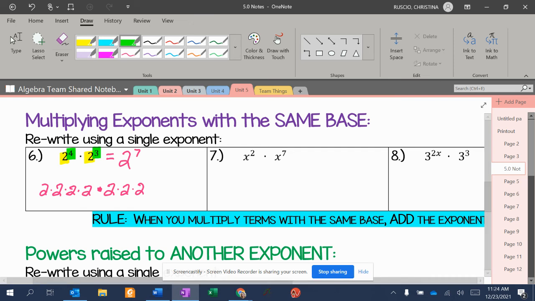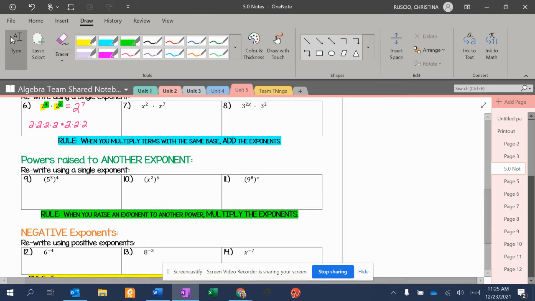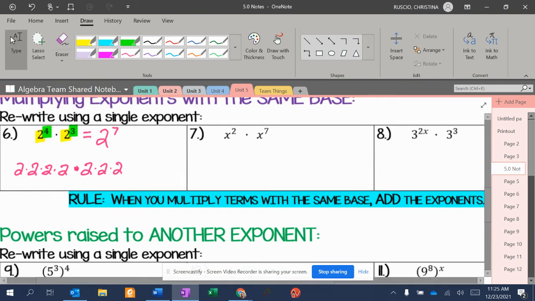So we can generalize this rule. X squared, oops, sorry that my screen keeps jumping around today. X squared times x to the 7th would be x to the, well, we're just going to add them together. You can expand it out. I don't think that we need to do it, but you could if you wanted to. 2 plus 7 is 9.